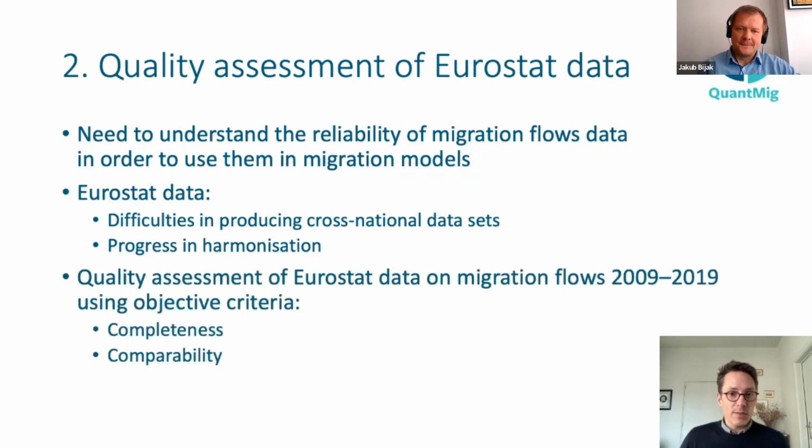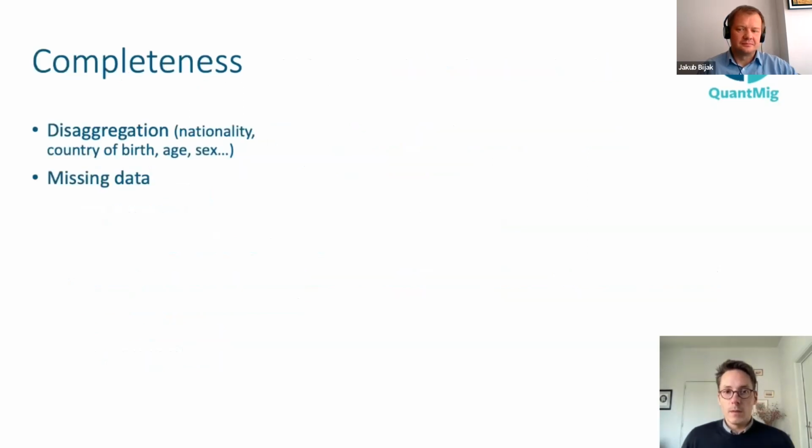Based on several sources, we assessed the quality of migration flows data from Eurostat for a recent period from 2009 to 2019. To this end, we used objective criteria regarding the completeness of the data and their comparability. Data completeness refers to the extent to which migration flows data are disaggregated by migrants' characteristics and to the amount of missing data in these categories.